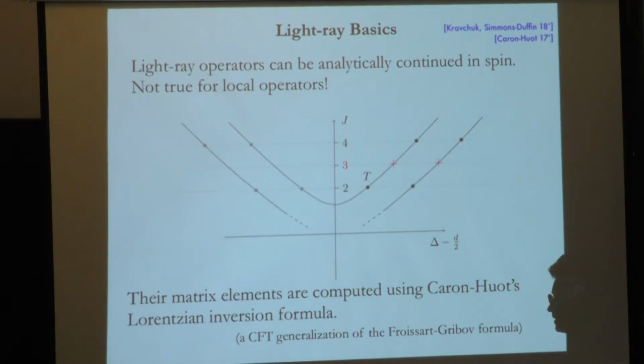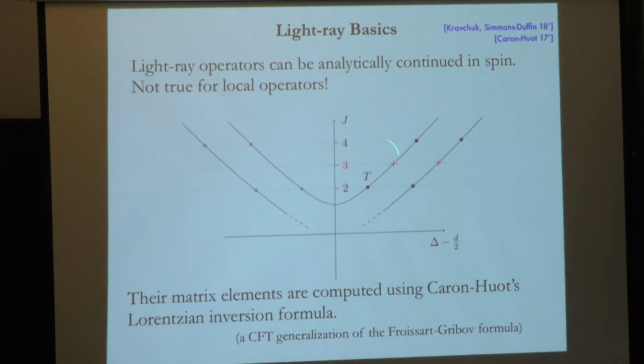So from the point of view of this analyticity in spin phenomenon, light ray operators are very generic, and we should actually not think in terms of local operators. Because you can ask the question, okay, we have local operators in quantum field theory, can we analytically continue them in spin? And the answer is no, because if you try to do so, you will run into contradiction with Wightman axioms. But if you try to analytically continue light rays, the statement is yes, it is possible. And that's what we can do. Therefore, we should understand in quantum field theory what happens on these trajectories, et cetera.